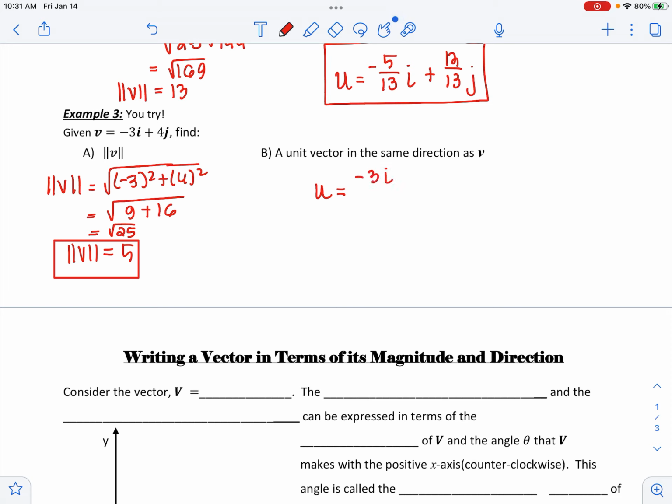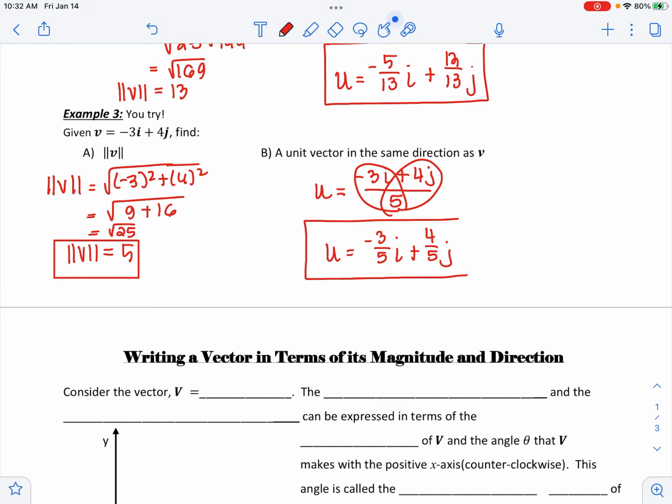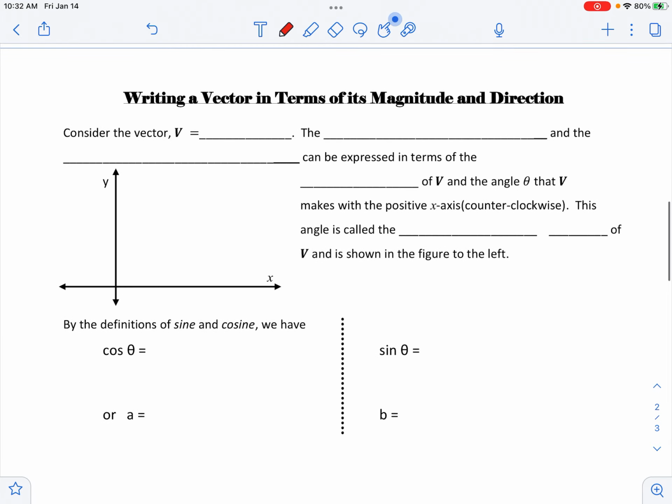Now find the unit vector. So I'm going to do u equals. I'm going to take that vector, which is negative 3i plus 4 times j, and divide it by 5. Divide each of the components by 5, and I get u equals negative 3/5 i plus 4/5 j, and that's your unit vector with the same direction.